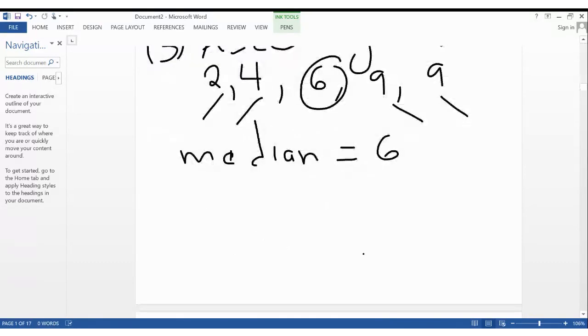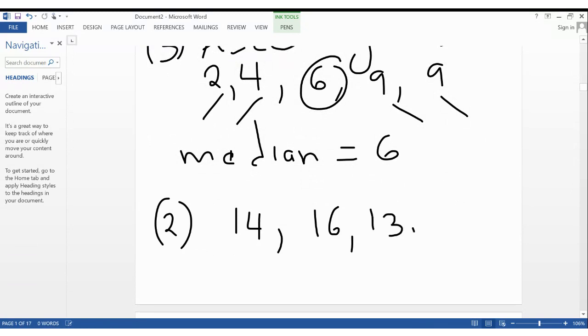I can do the final example on that. Number 2. Again, we want the mean for this data. That is 19, 14, 16, 13, 15, and 17. 1, 2, 3, 4, 5. There are 6 of them.